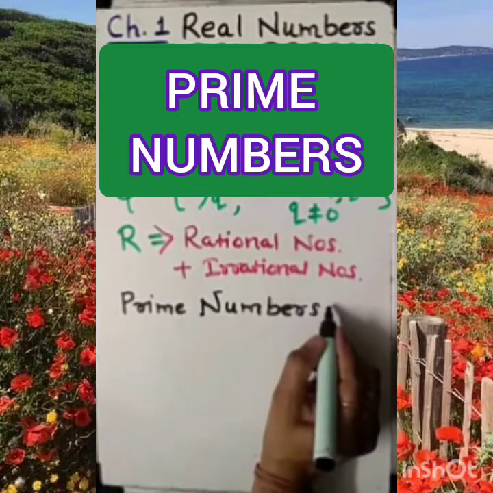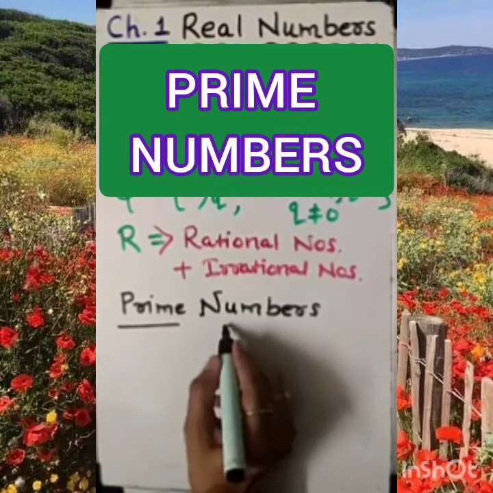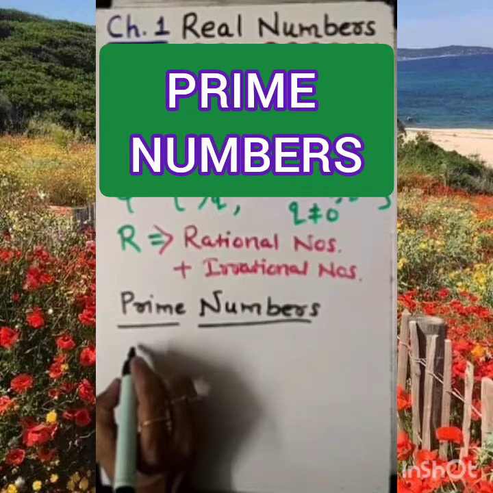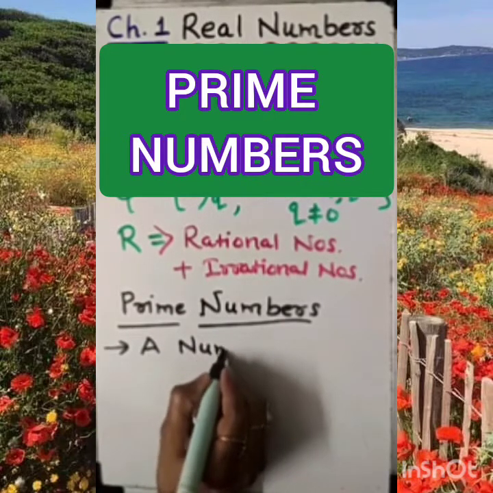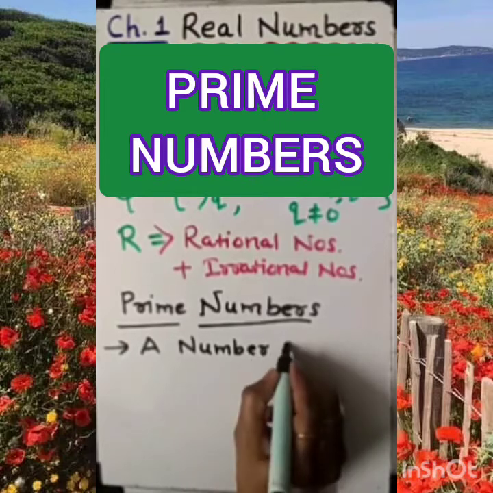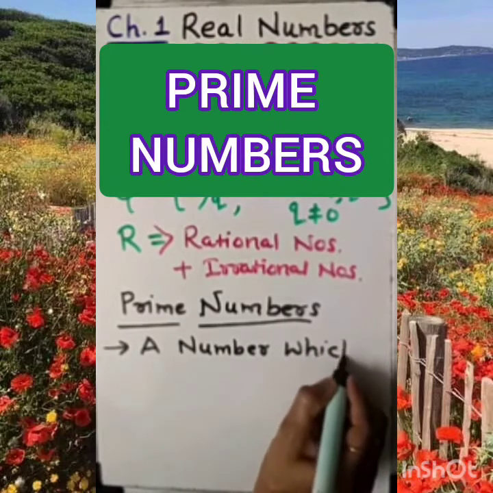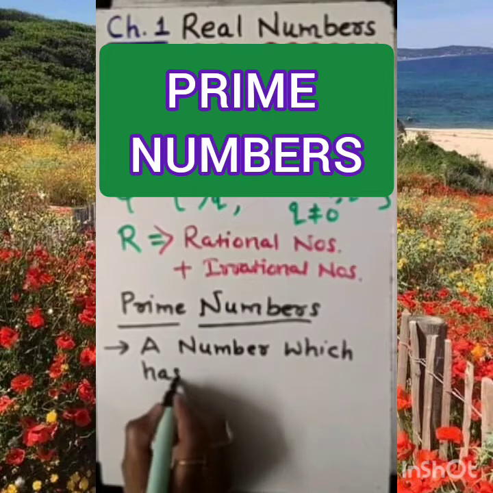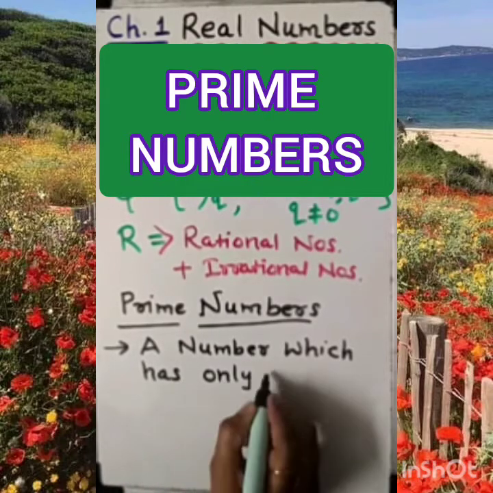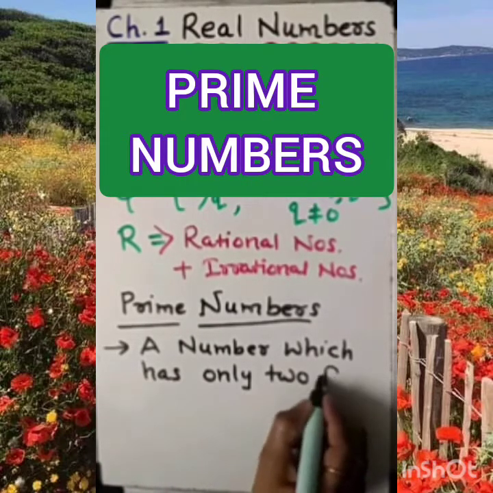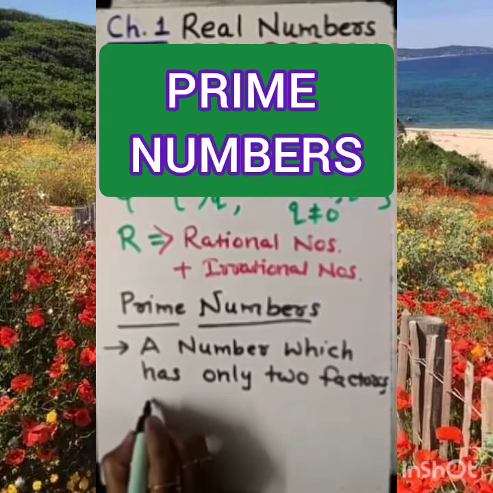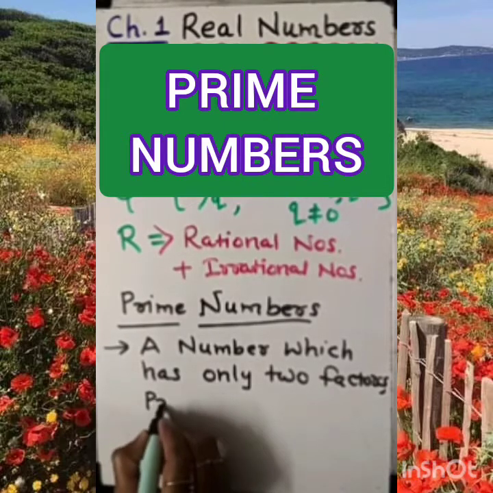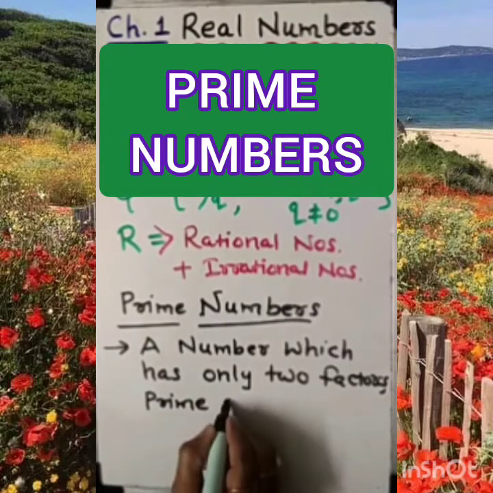A number which has only two factors, we can define this way. A number which has only two factors. All those numbers are called prime numbers. Okay, they are known as prime numbers.